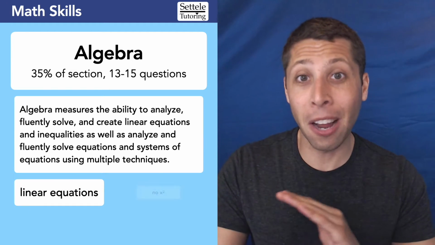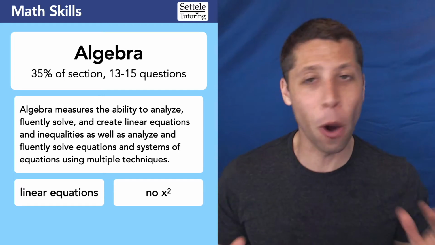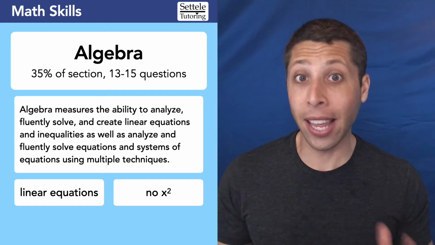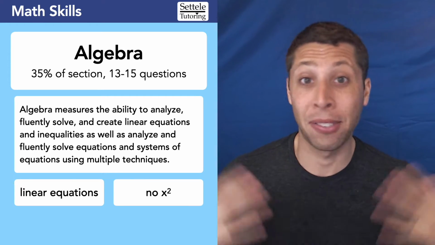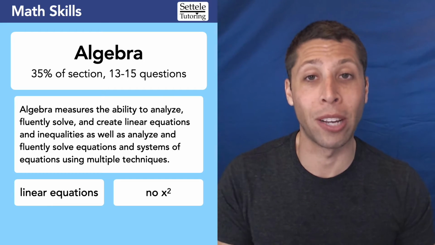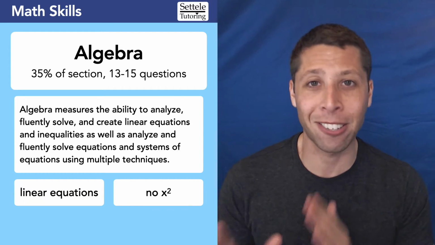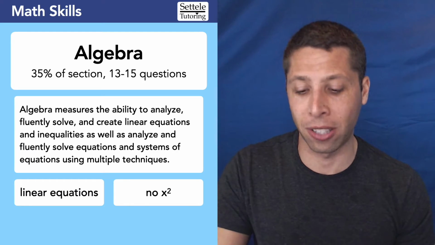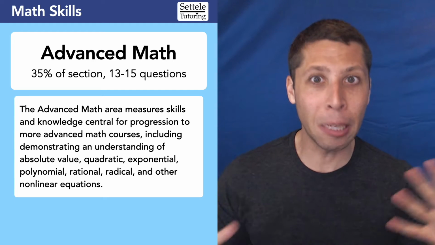So that's just stuff that has no x squared. That's basically where they draw the line, no x squared. So there's lots of ways that they can ask about linear equations. They can give you actual equations. They can give you graphs. They can tell stories that involve linear equations. There's lots of things that could go into this category, but basically you will not see an x squared in this grouping of questions. That's opposed to the advanced math category, which has got a little bit more variety in here.